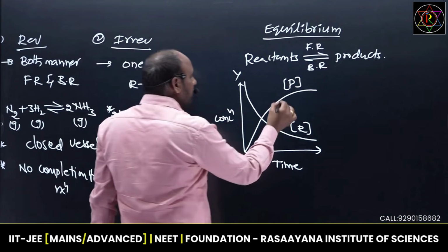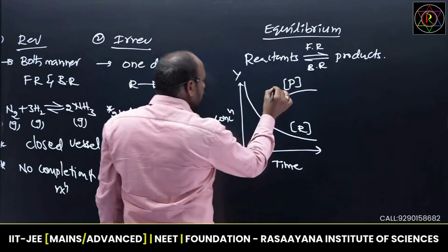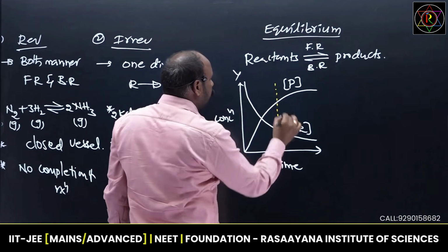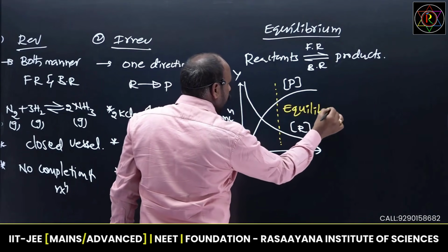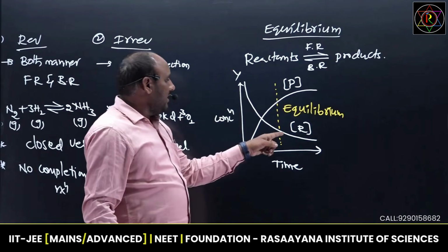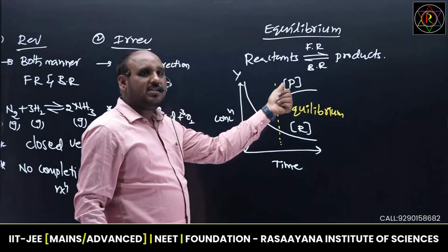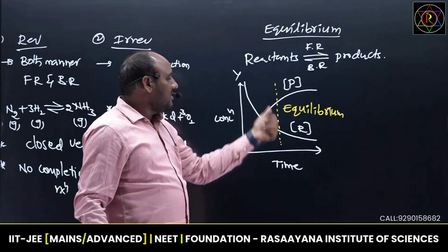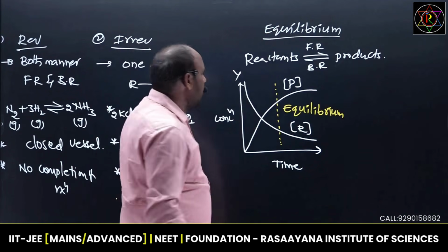So we consider the condition at which both the product and reactant concentrations are equal. That condition is known as equilibrium. The concentration of reactants is equal to the concentration of products; the condition where both are the same is known as the equilibrium condition.